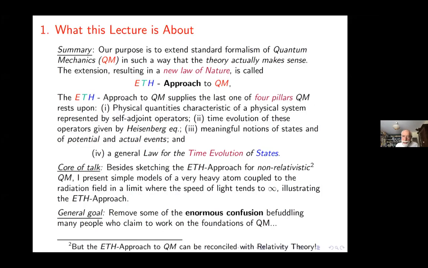The second pillar is that the time evolution of these operators is governed by the Heisenberg equations of motion. The third pillar is to introduce a meaningful notion of states so that we can calculate expectation values, and to introduce a notion of potential and actual events into the theory. And then once the three pillars are there, the fourth pillar concerns a general law that governs the time evolution of states in quantum mechanics. People tend to be quick to say, we know what that law is, it's the Schroedinger equation. That, of course, is as wrong as it can be. It's unfortunately a bit more complicated.